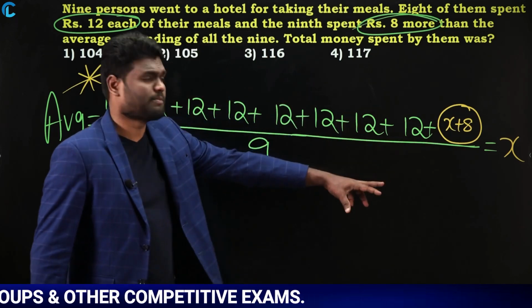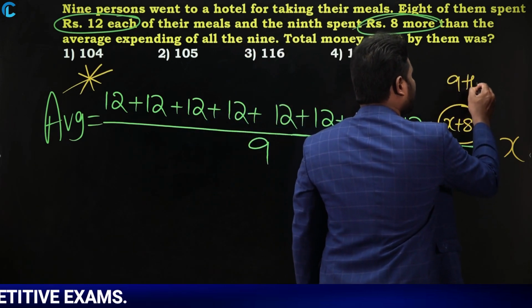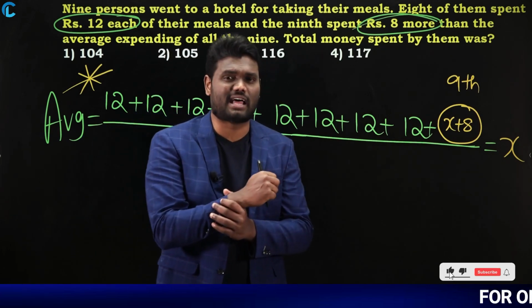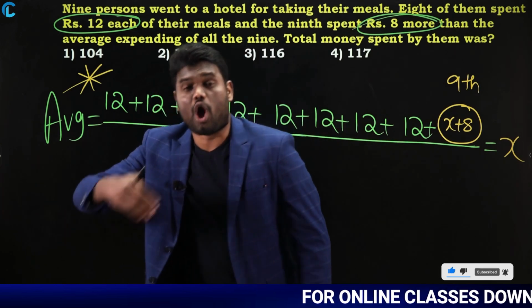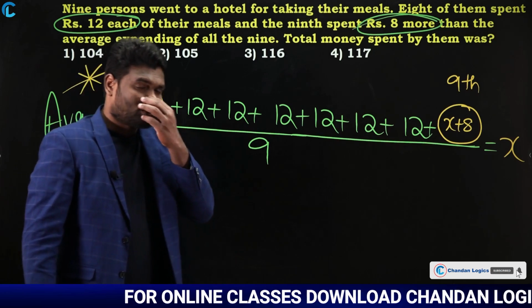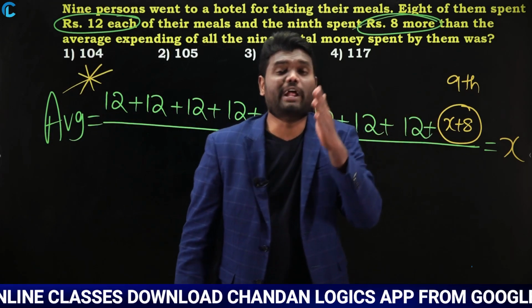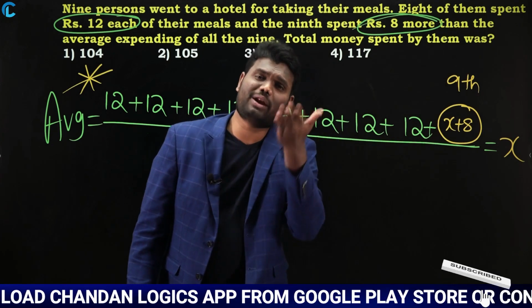Look here. Now this ninth person, what happened? The ninth person has 8 extra. If the ninth person has spent 8 extra, this 8 has to be distributed among all the remaining persons. How many persons are remaining here? 8 persons are remaining. So this 8 rupees has to be distributed among all the 8 persons. If 8 rupees is distributed among all the 8 persons, each of them will increase by 1.